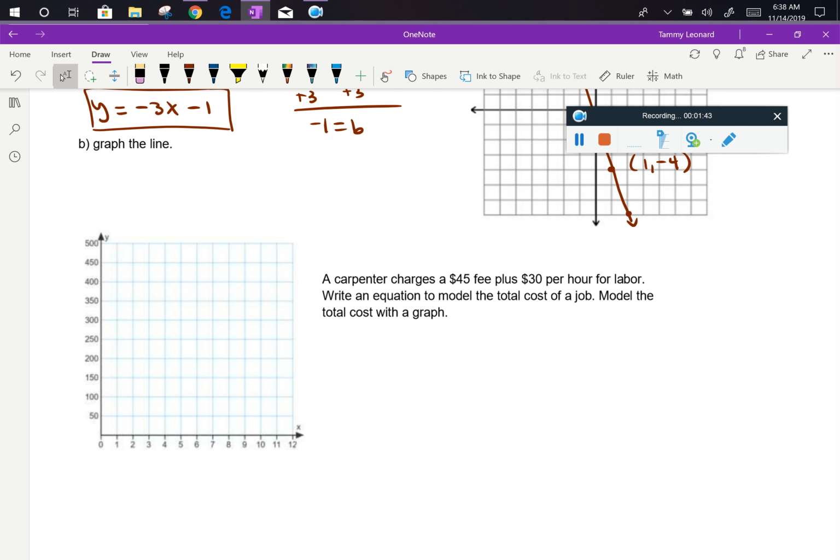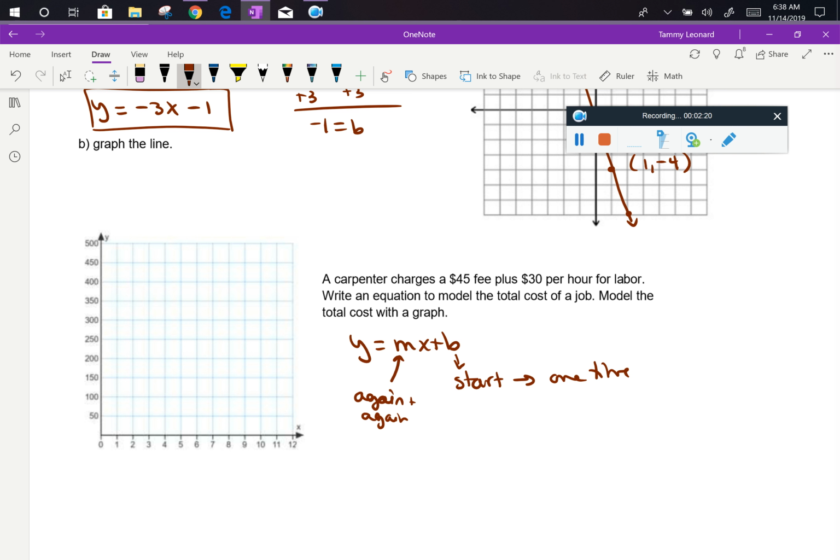A carpenter charges a $45 fee plus $30 per hour for labor. We're asked to write an equation to model the total cost of a job and to model the total cost with a graph. Now, we're working in y equals mx plus b form. And as we've seen in some of the work that's come up in previous lessons and even in previous units, this position is how much do we start with, or something that happens one time. Whereas the number in this position is something that happens again and again.